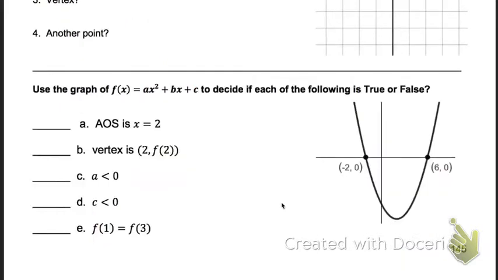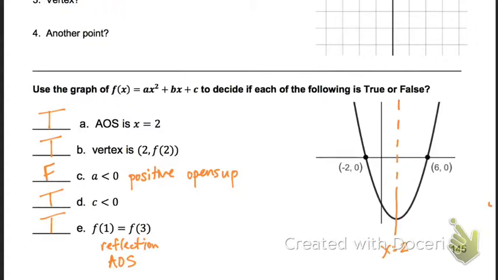So what I want you to do is look at A through E, and I want you to answer true or false for these questions. Axis of symmetry is at x equals 2. That is true because it's the midpoint between -2 and 6.